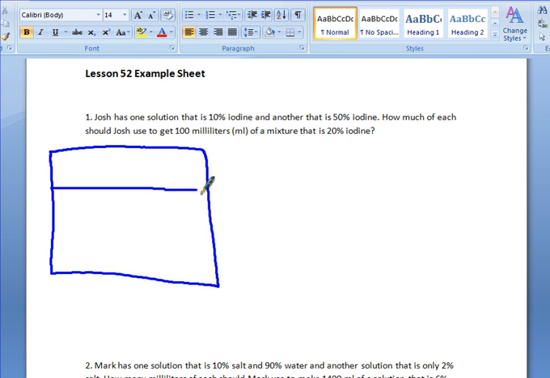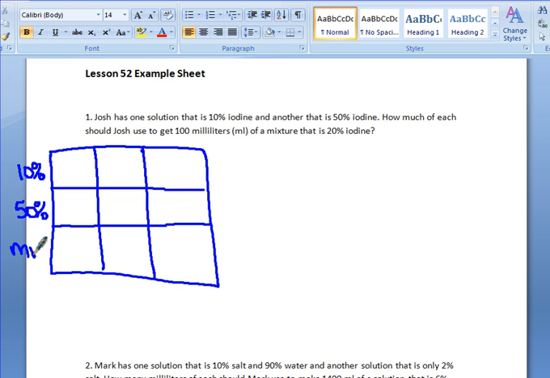When we draw it, we always want to have enough rows so that we have a row for each mixture, and then a row for our total solution. We're also going to have 3 columns. We're looking at the 2 different solutions that we're mixing. One is our 10% iodine, so we label one row 10%. Another solution is 50% iodine, so one row is 50%. And in the last row, we have our mix, the mixture of the 2, where we're going to get our 20% iodine.